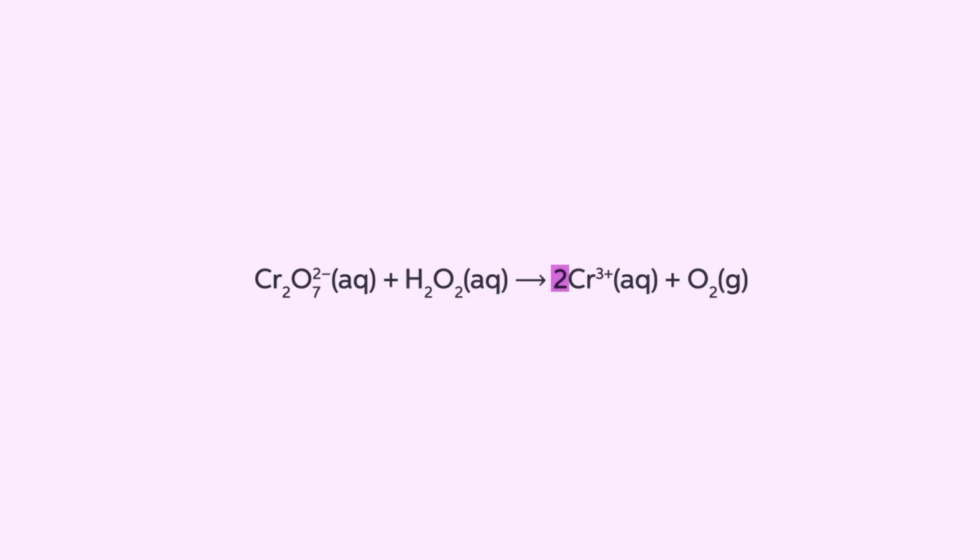Now for the oxidation states. In our dichromate ion, each oxygen has an oxidation state of -2. Since there are 7 oxygen atoms, we need each of our chromium atoms to have an oxidation state of +6 to create a total net charge of -2 across the entire ion.